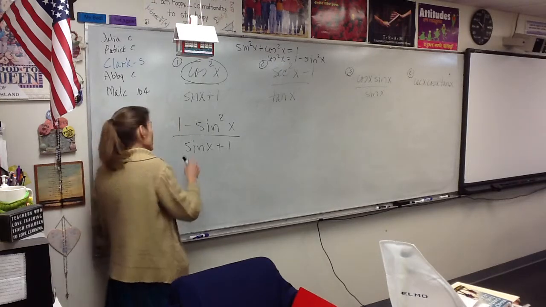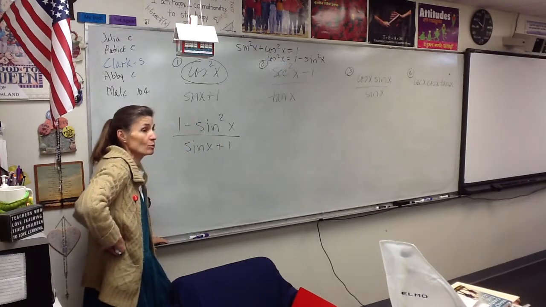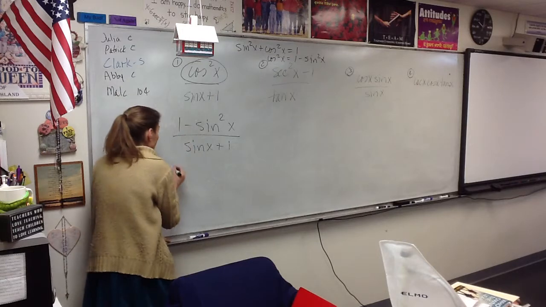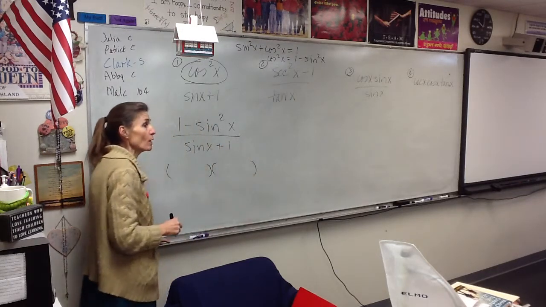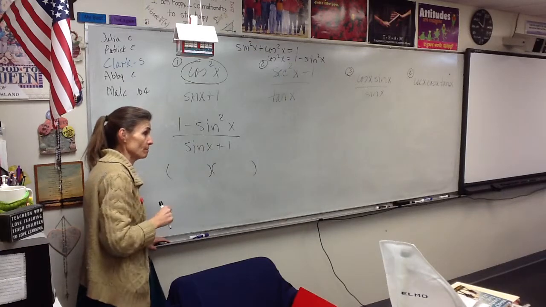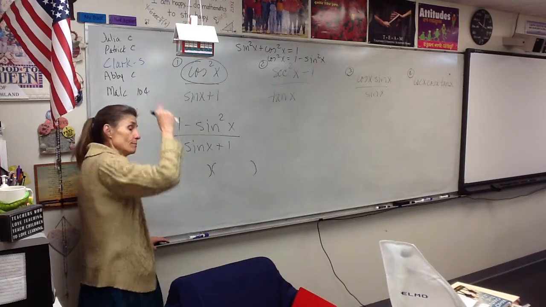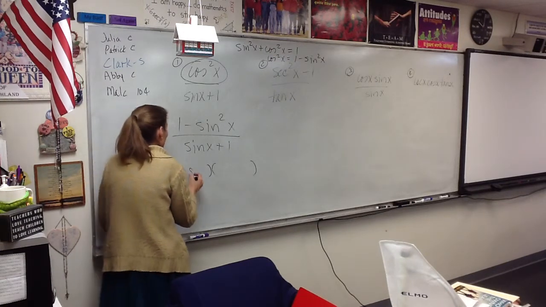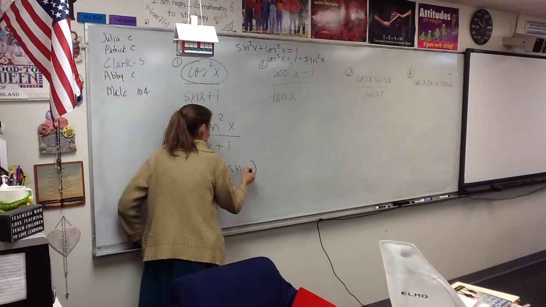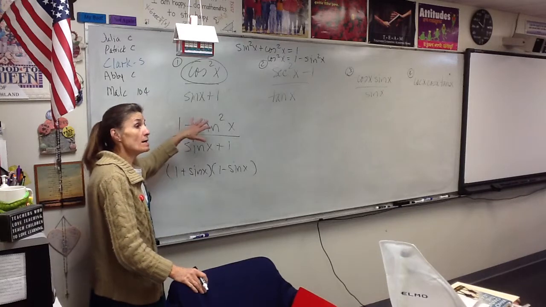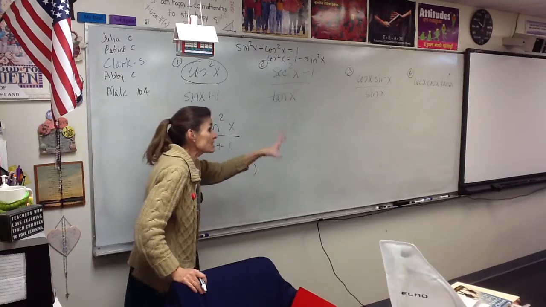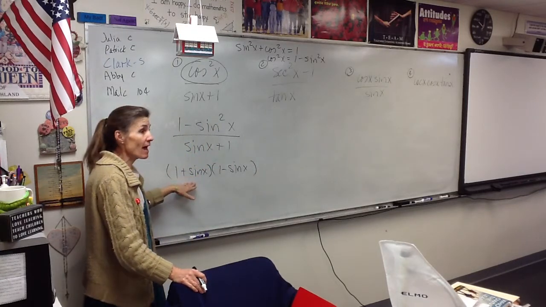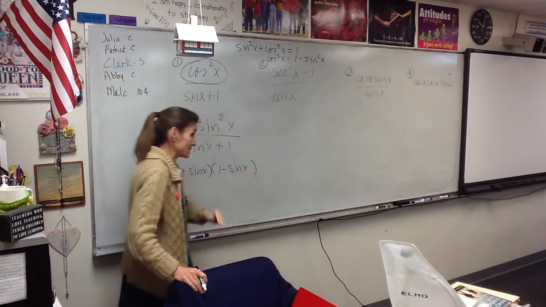Now, does anybody other than Julia remember what's special about 1 minus sine squared? We talked about it the other day. It factors. This is the difference of squares. 1 minus sine squared will always factor. Suzanne? How does it factor? 1 plus sine, 1 minus sine. Gang, 1 minus anything squared, whether it's tangent squared, secant squared, doesn't matter. 1 minus anything squared is going to factor into 1 plus that thing, 1 minus that thing.